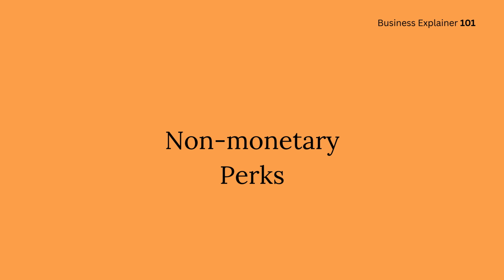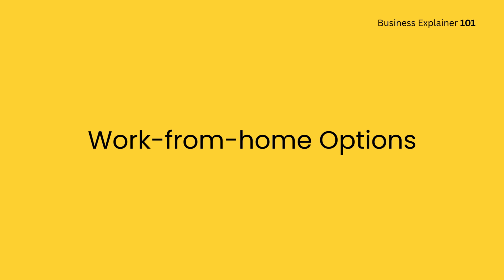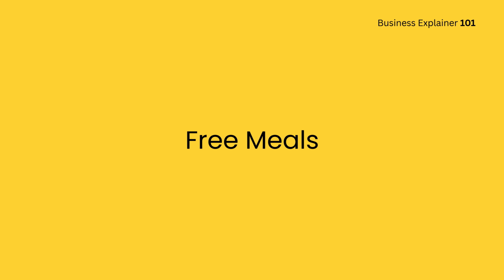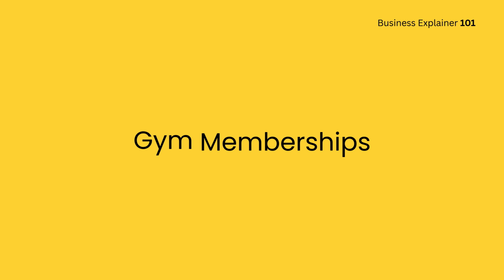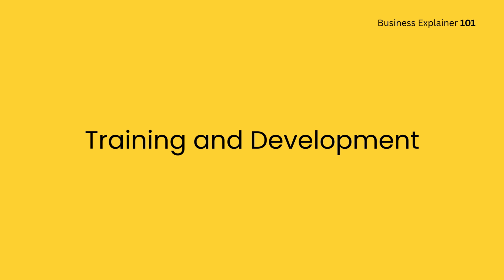3. Non-monetary perks. Examples are work-from-home options. Flexible work arrangements allow employees to work remotely. Free meals. The employer provides free or subsidized meals. Gym memberships. Free or discounted access to fitness centers. And training and development.